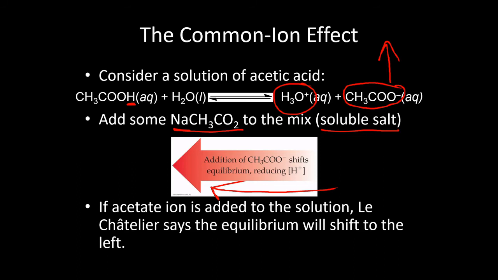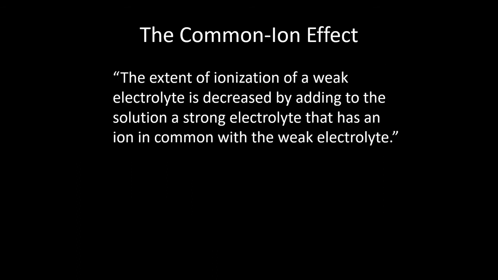So, the common ion effect tells us the extent of ionization of a weak electrolyte is decreased by adding to the solution a strong electrolyte that has an ion in common with the weak electrolyte. So essentially we can keep some of these weak electrolytes from dissociating if we put something else into the solution that is going to have an ion in common with the molecule when it dissociates.